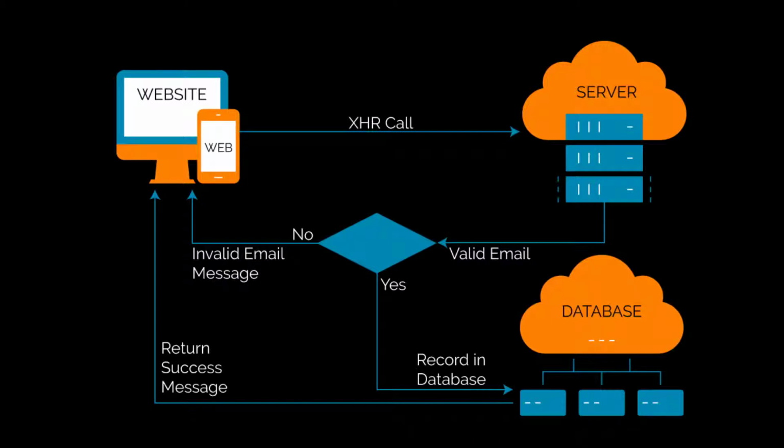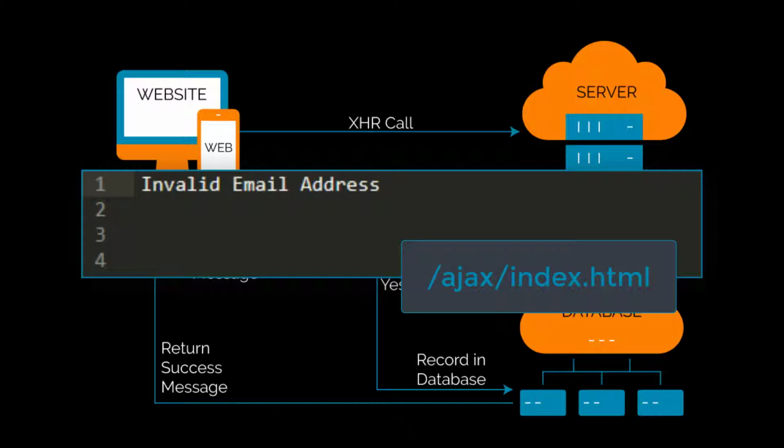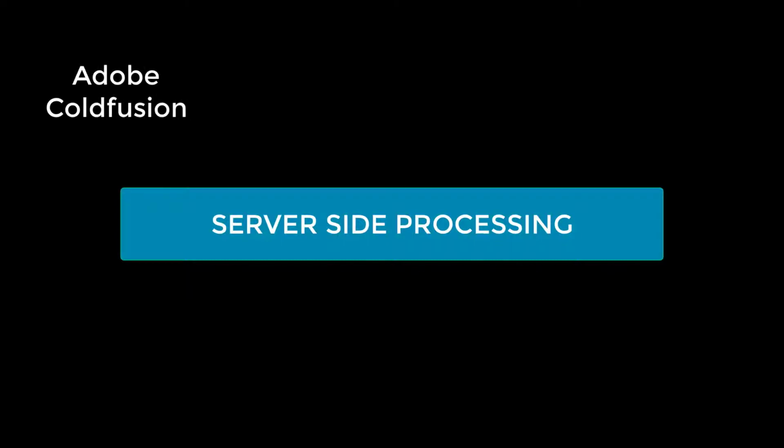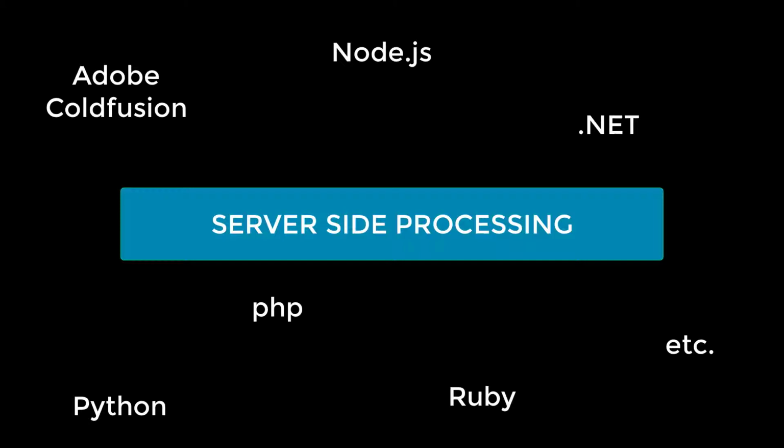So far I have just returned plain text no matter what was submitted. But let's say we wanted to do something different depending on if the email was valid or not. Let's change the page that is being called by AJAX and have it return some JSON data. As you would need some server-side language to do this, I will show you an example with Adobe's ColdFusion. Other languages could be Node.js, PHP, .NET, Ruby, Python, etc.